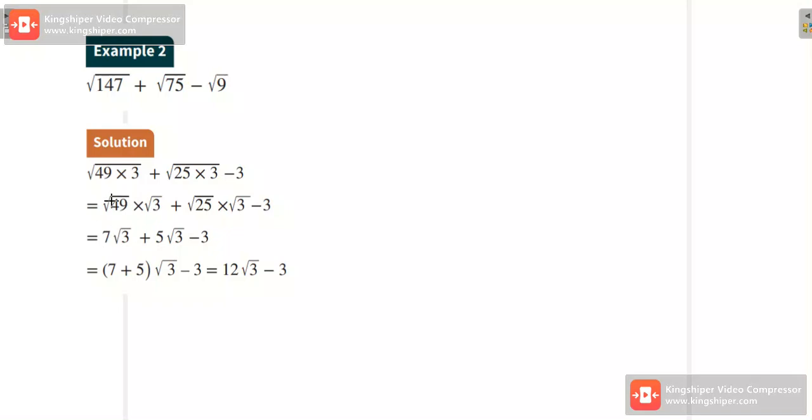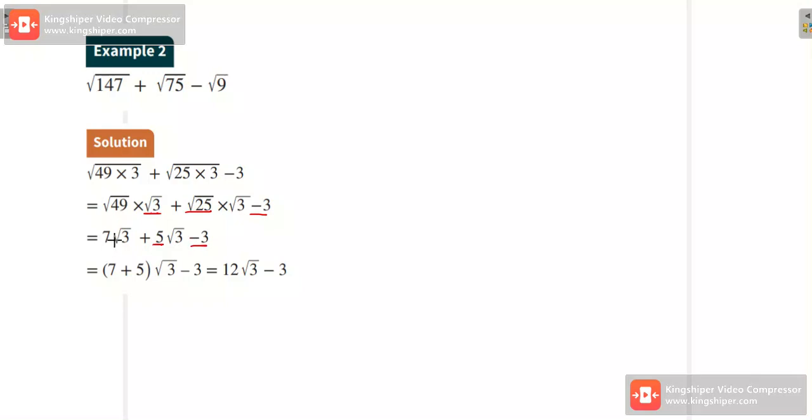Then root of 49 is 7. Then it multiplies the root of 3 to be 7 root of 3. Then root of 25 is 5. Then it multiplies this root of 3 to be 5 root of 3. Then we have our negative 3 here, which has to be here.